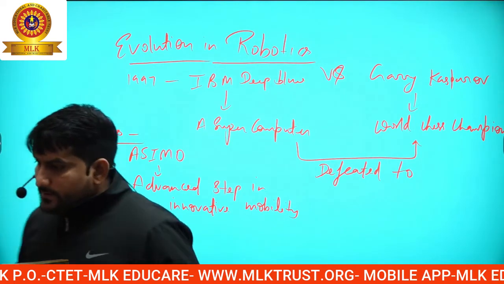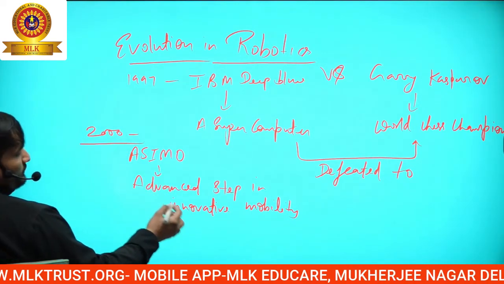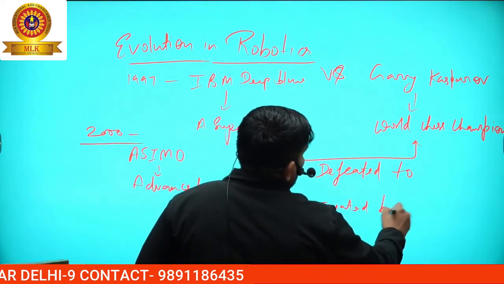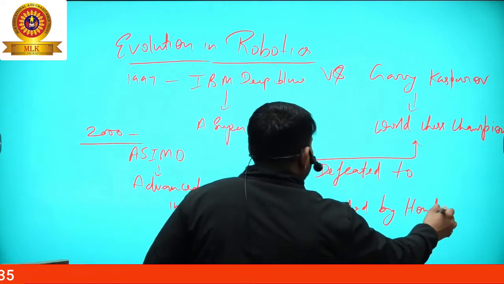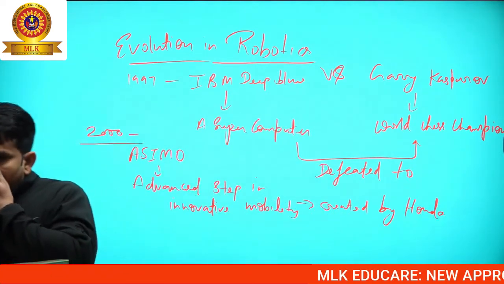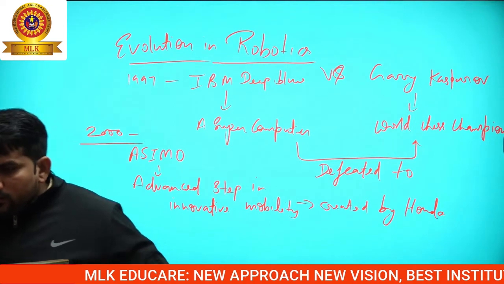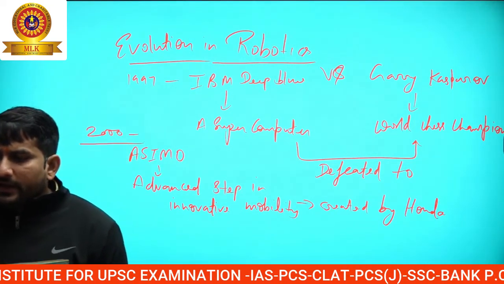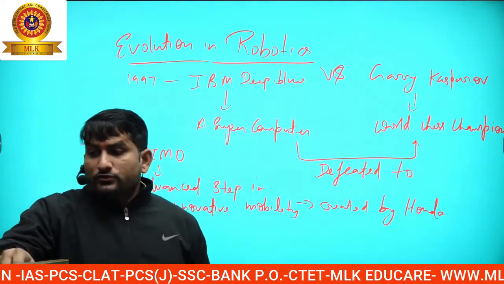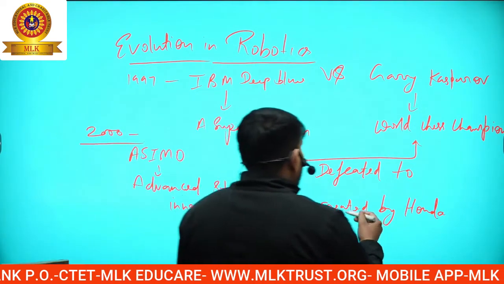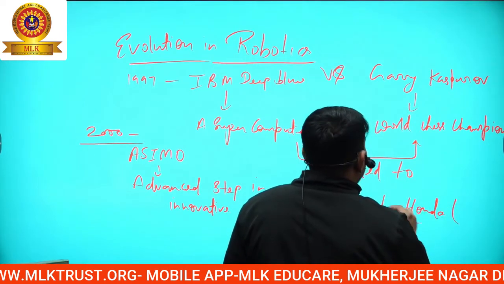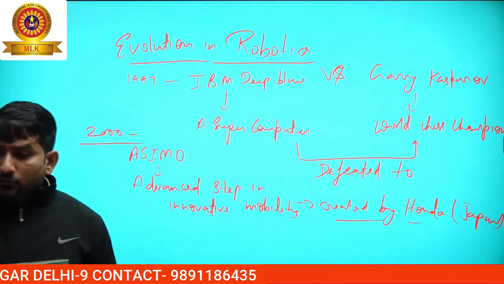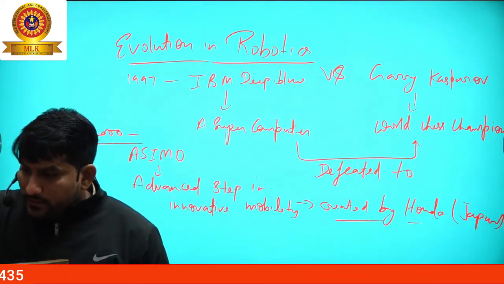So this Asimo robot is actually created by Honda Motors. Okay, the Honda, and currently this is displayed in the Miraikan Museum in Tokyo, Japan. Okay, it was created by Honda, the company of Japan. And what is the purpose, or you can say the capability of this?